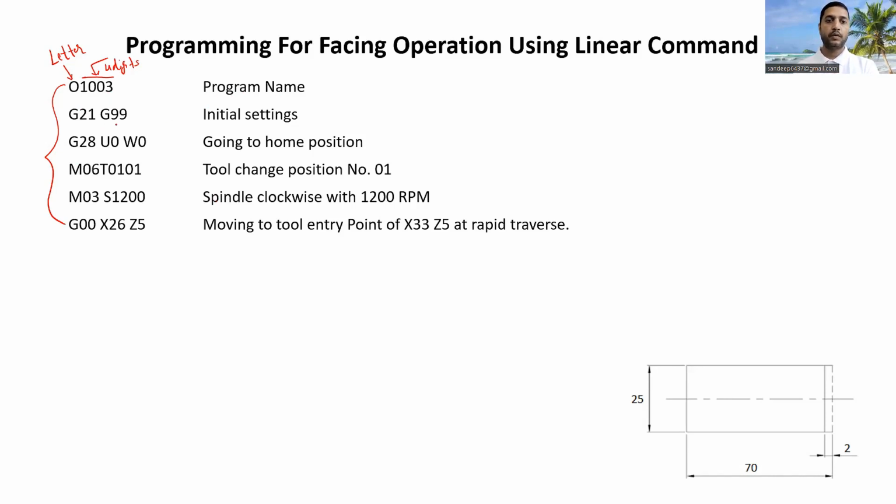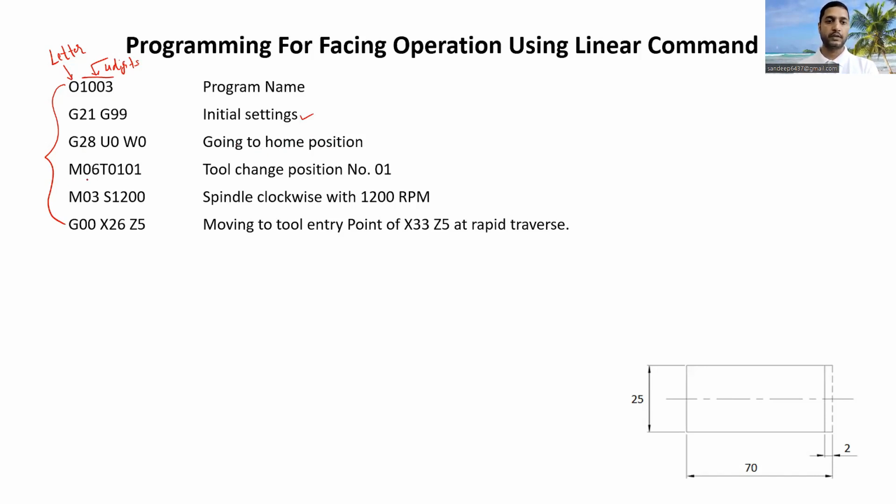After that, we have G21, G99. These are initial settings. G21 means input in mm, because the dimensions are shown here in mm. Then we have G99, which is the G code for feed in mm per revolution. So these are our initial settings. Then we have G28 U0 W0, which means we are keeping the cutting tool at its home position. This is the code for home position.